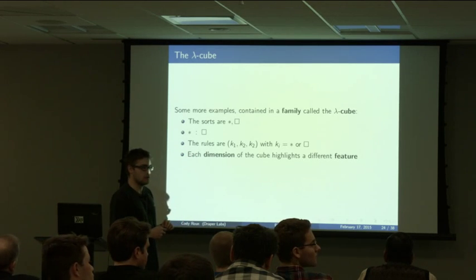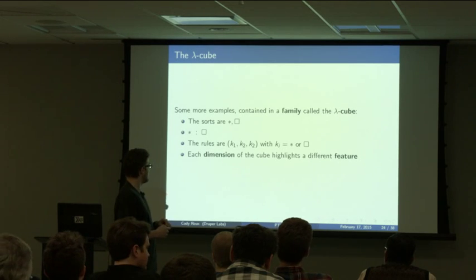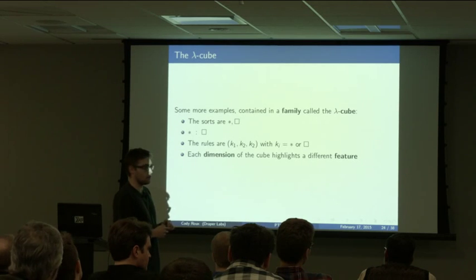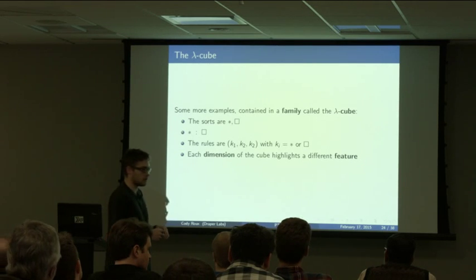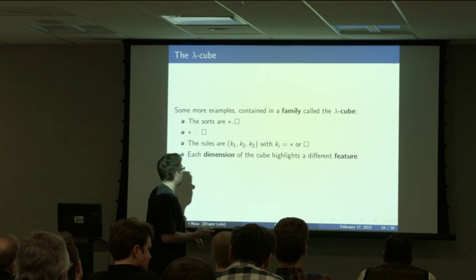Doesn't the Lambda Cube have 8 points? Yes, it does. But aren't there only 4 combos? Presence or absence of 3 different things. Yeah, 2 to the third. Presence or absence. Okay, you'll see in a second.